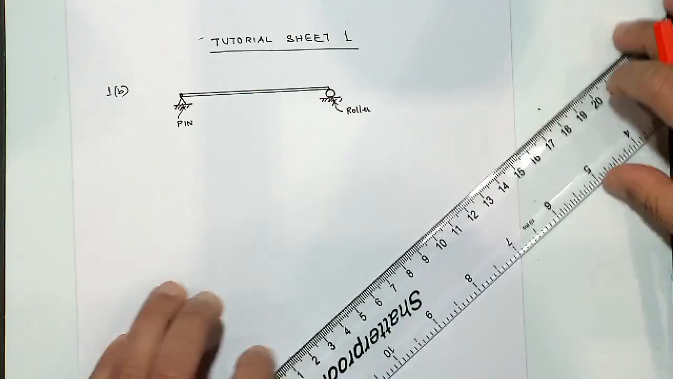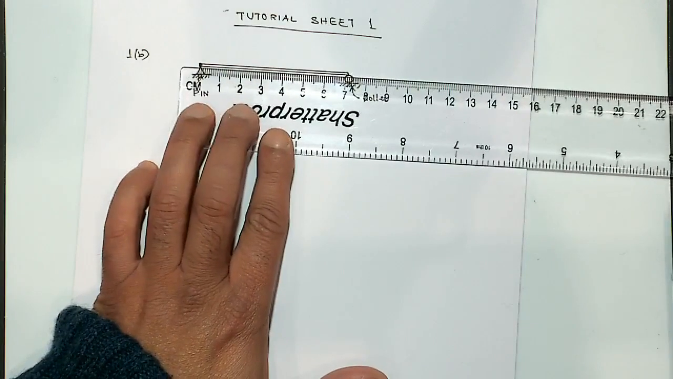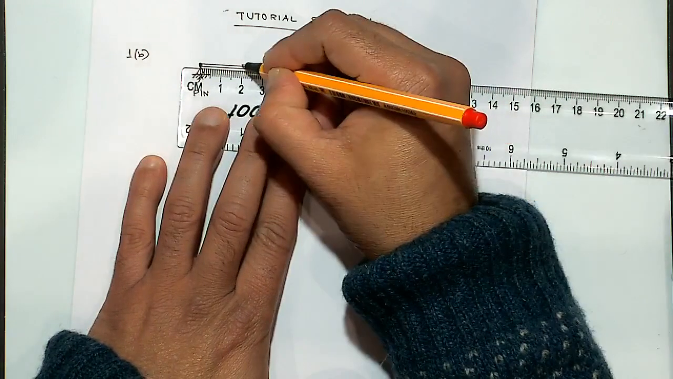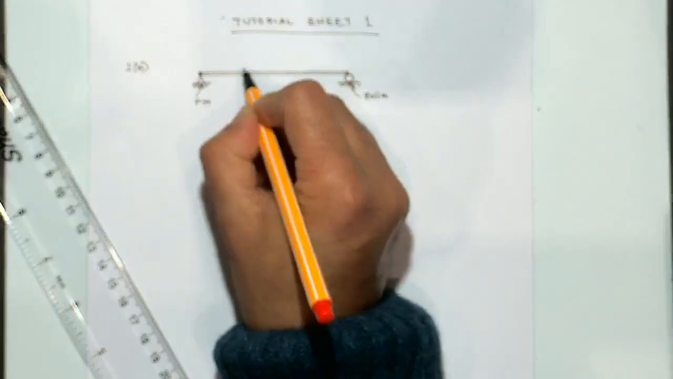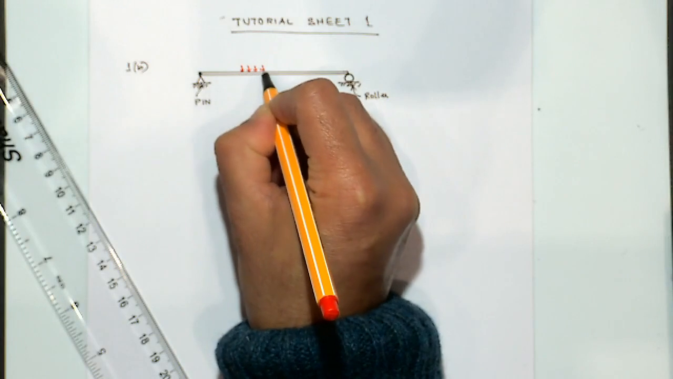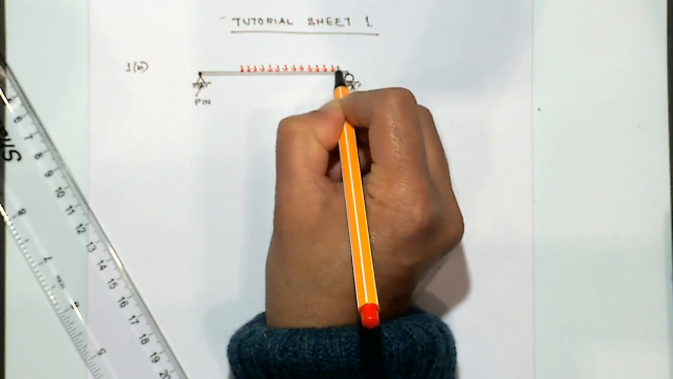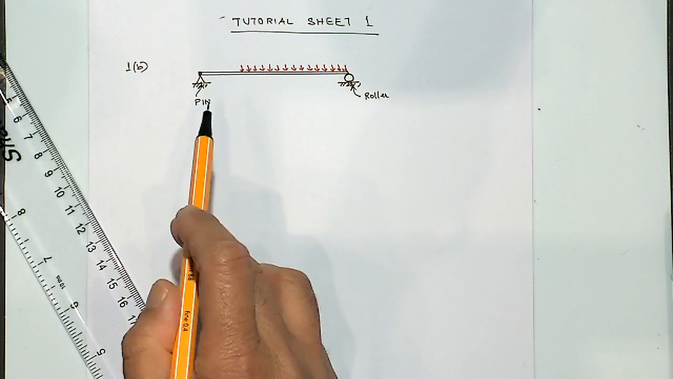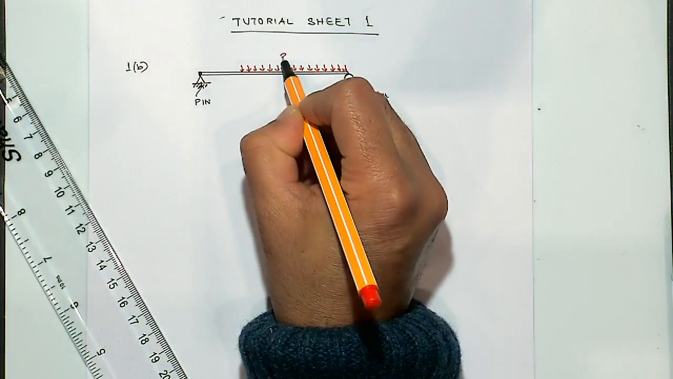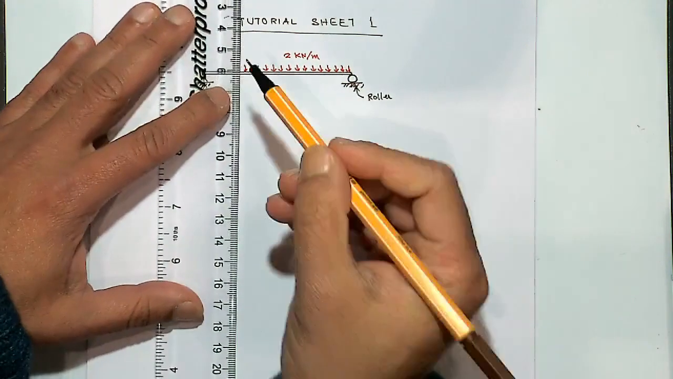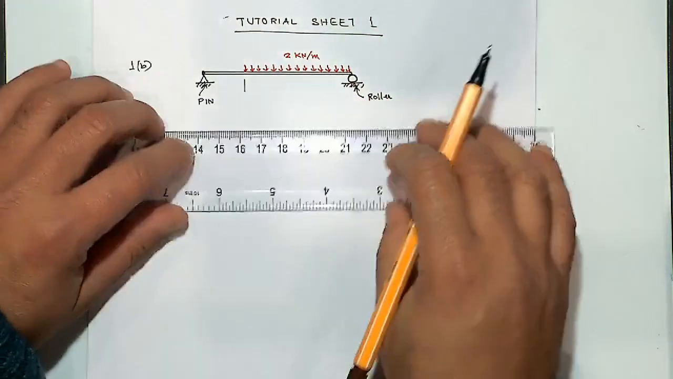Now of course there is a load on it, and the load is from 2 meters to 7 meters. So the load is from here, and it's a uniformly distributed load. As I said, people draw it in both ways. Either they put semicircles, or they put a series of arrows. And these loads are 2 kilonewton per meter. That means the length of the load train is 5 meters here.